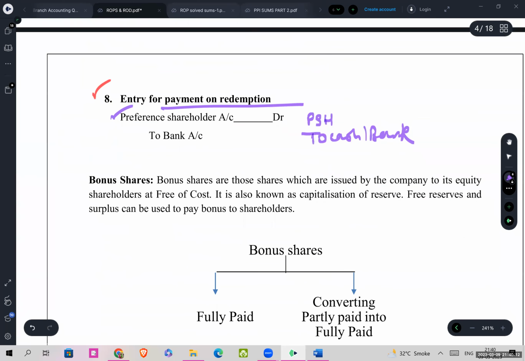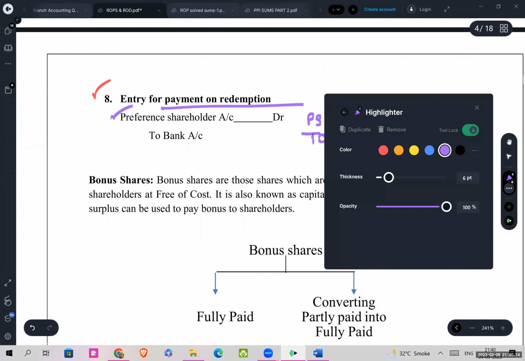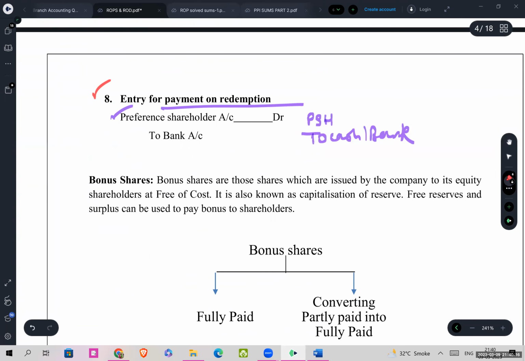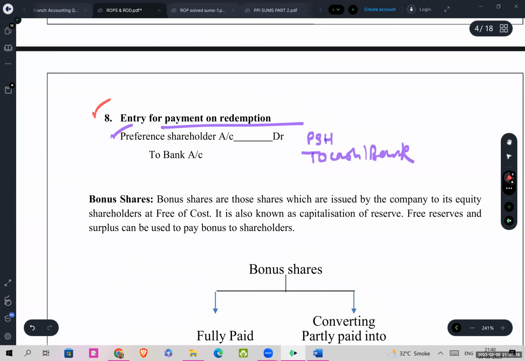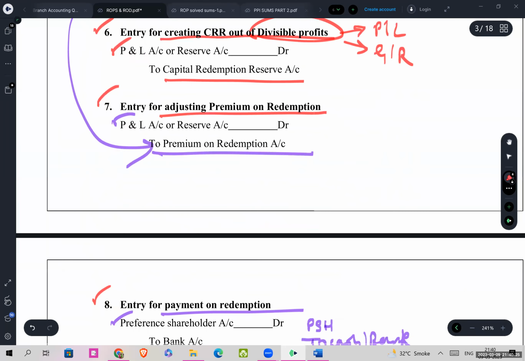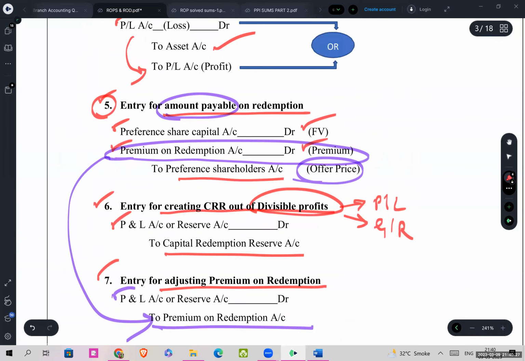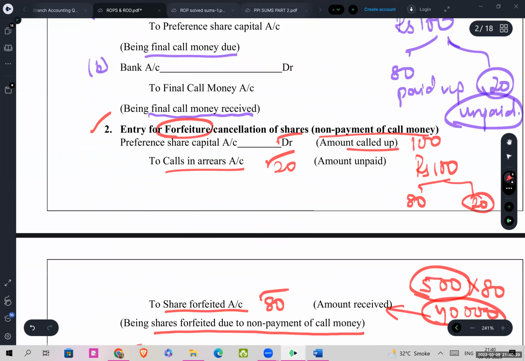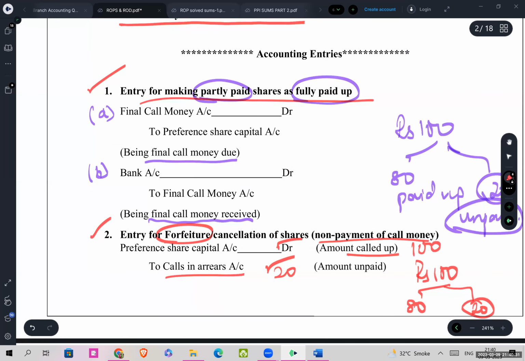Then comes bonus shares. So these are the 8 probable entries that you are going to pass under section 55. You might not pass all the 8 entries, whatever relevant information is there in the question. So accordingly, you will be passing the entries.